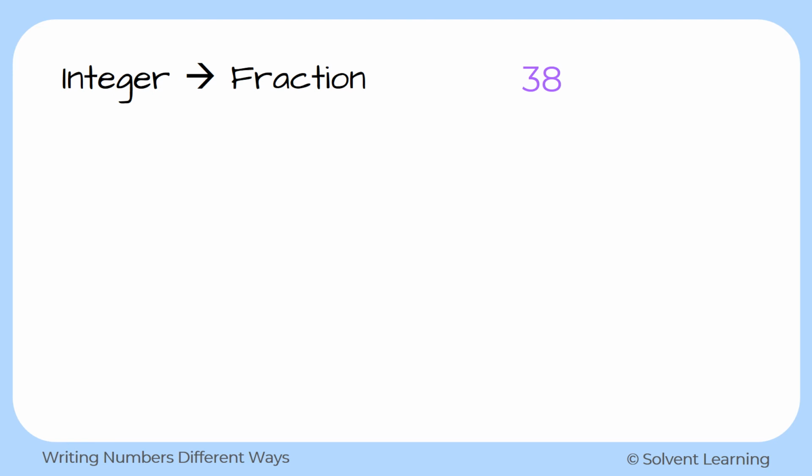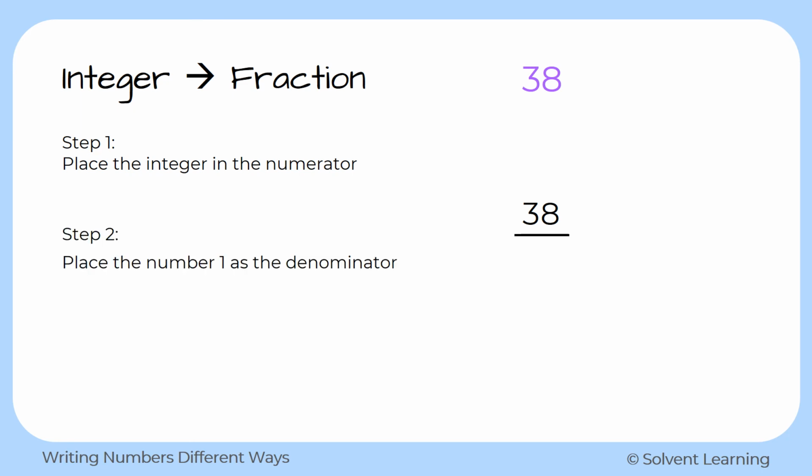And now we'll convert an integer into a fraction. We'll start off with our same integer, 38, and we're going to place that integer in the numerator of our fraction. So we'll draw a fraction line and place 38 up top as the numerator. Our second step is to place the number 1 as the denominator. And that's it. Now our integer is set up as a fraction.